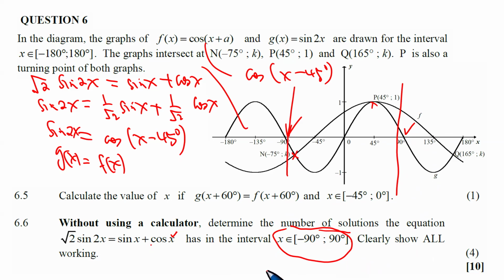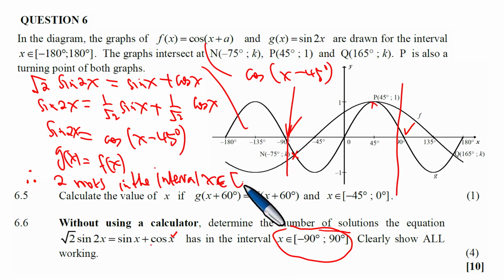And 6.6. So in other words, you'd have two roots in the interval x element of minus 90 degrees to 90 degrees.